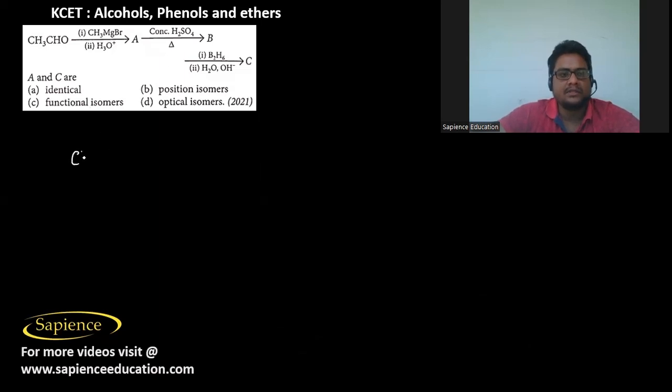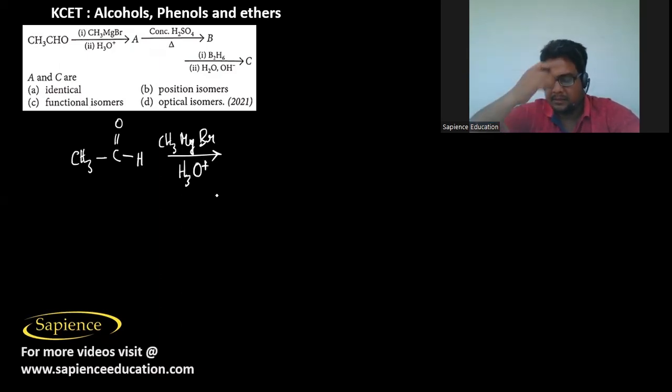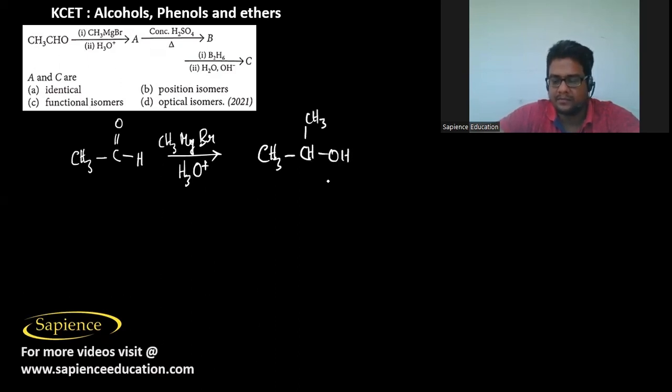Then it is told that CH3CHO, which is ethanal, will react with methyl magnesium bromide in the presence of H3O plus to give the compound A. So it will give CH3CHOHCH3, which is the compound A. So propane 2-ol will be formed.